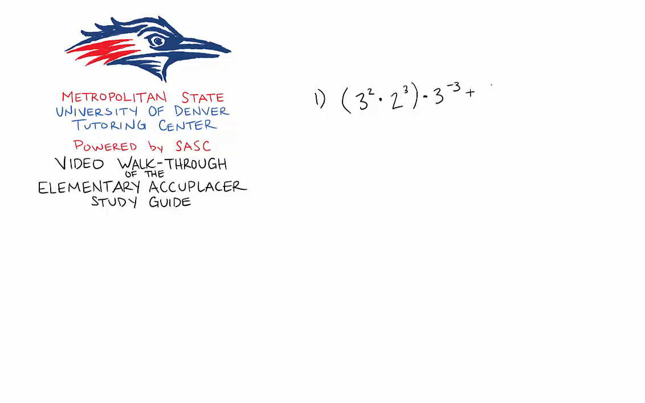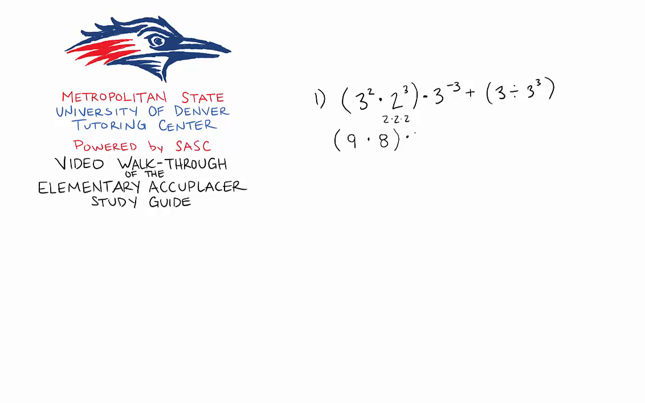And then I'm going to add, in parentheses, 3 divided by 3 to the +3. And then based on the order of operations, I'm going to work on my parentheses first. And in this parentheses, well, 3 squared is just 9 multiplied by 2 cubed, which is 2 times 2 times 2, so that's 8.